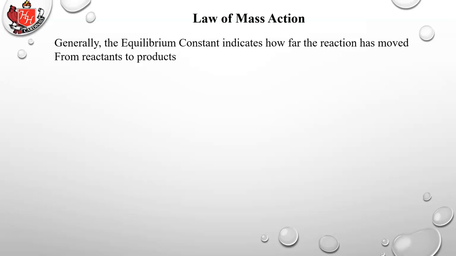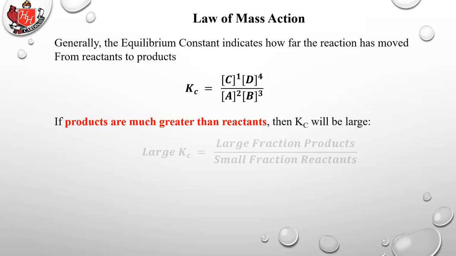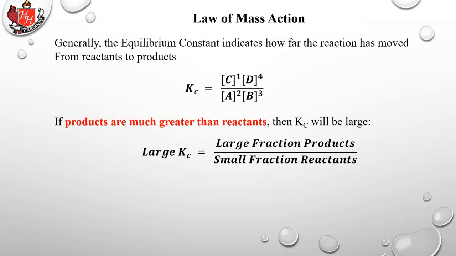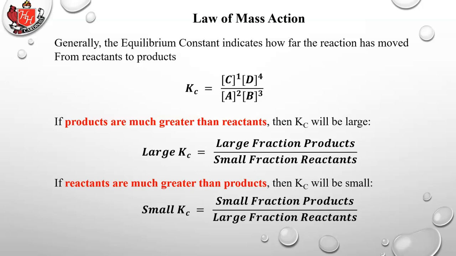Generally, the equilibrium constant indicates how far the reaction has moved from reactants to products. If products are much greater than reactants, then Kc will be large. In other words, the numerator of that equation will be very large if you have mostly products, and the denominator will be relatively small, so you'll have a large equilibrium constant. Large Kc equals a large fraction of products over a small fraction of reactants. If reactants are much greater than products, then Kc will be small. So small Kc is a small fraction of products over a large fraction of reactants.